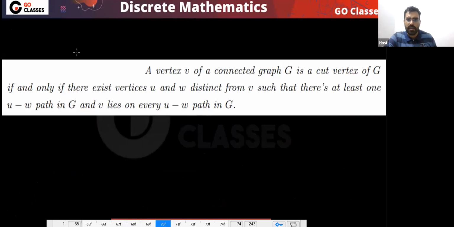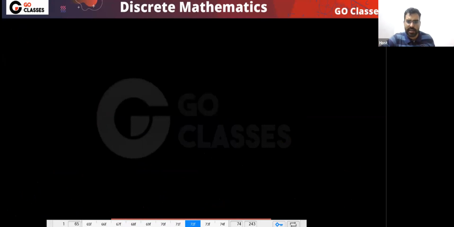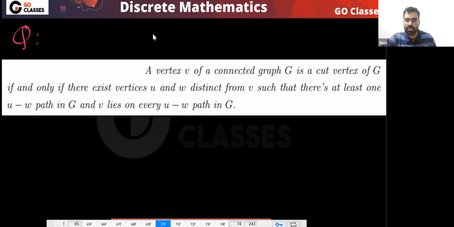Let's see this question. All these are standard questions. Some of them have come in the GATE exam. A vertex in a connected graph is a cut vertex if and only if there exist 2 vertices u and w distinct from it, such that there is at least one u-w path in G and v lies on every such path.